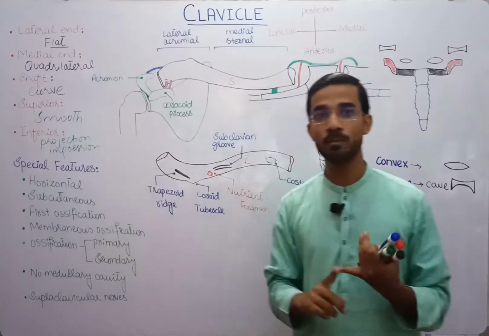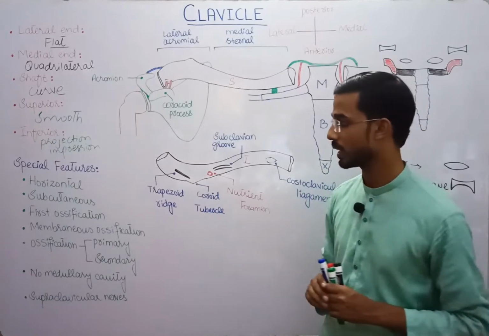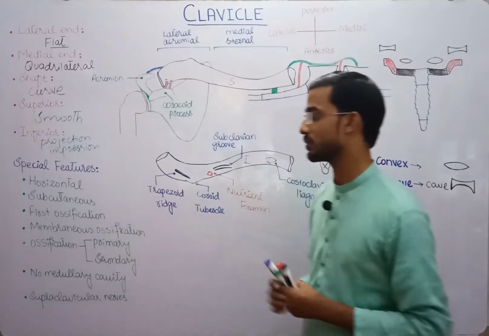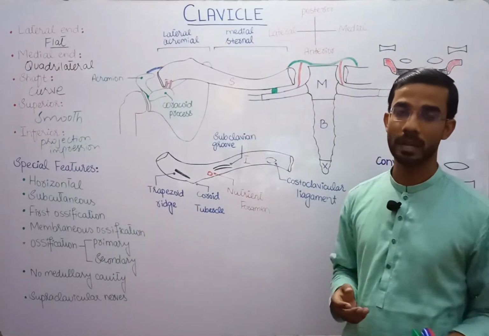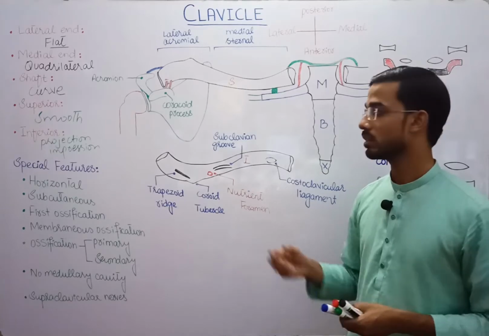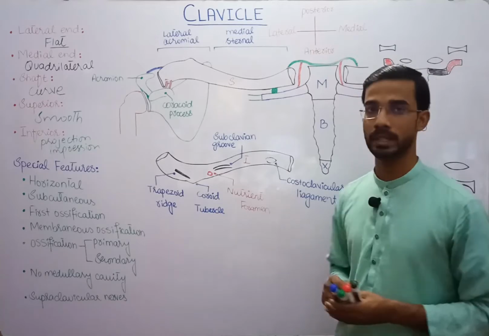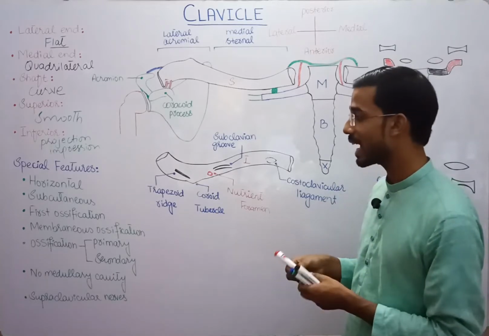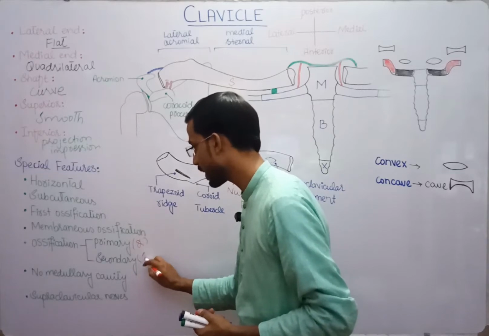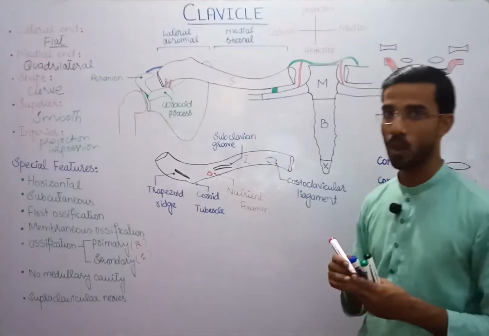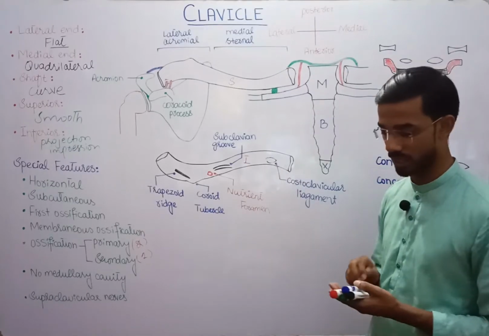It is the first bone which ossifies in our body. It is the membranous ossification type. Actually, bones can be cartilaginous or membranous. So it is membranous type. Ossification centers: we will see it has 2 primary ossification centers and 1 secondary ossification center. What's the difference between the primary and the secondary ossification center?